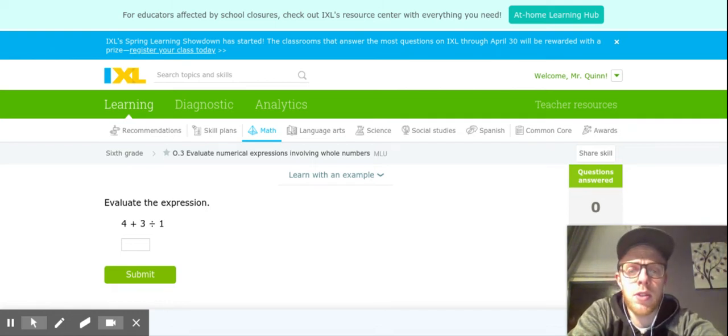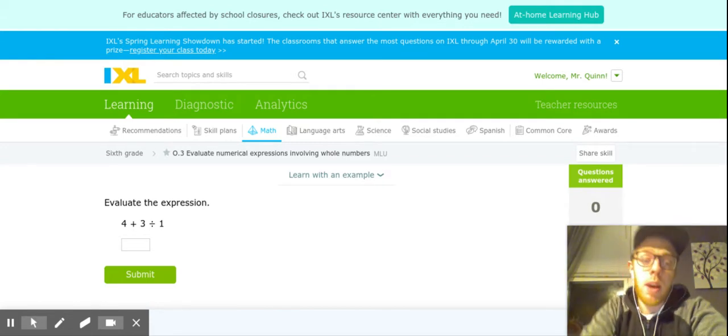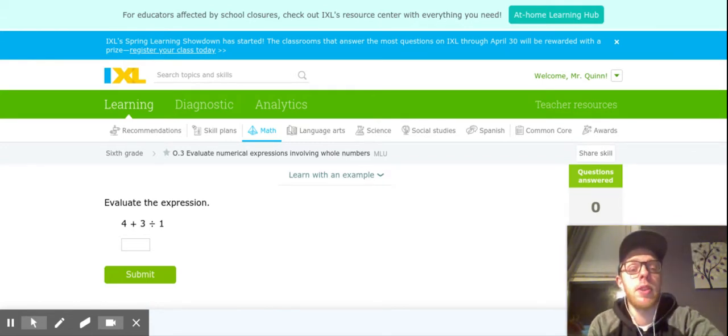This is a sixth grade skill on evaluating numerical expressions involving whole numbers. So really what you want to be thinking about is order of operations. Order of operations is something we've spent a lot of time on this year. It's an essential skill as a sixth grader.